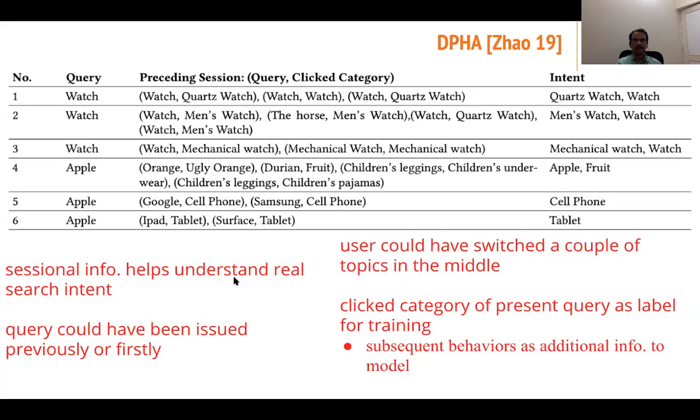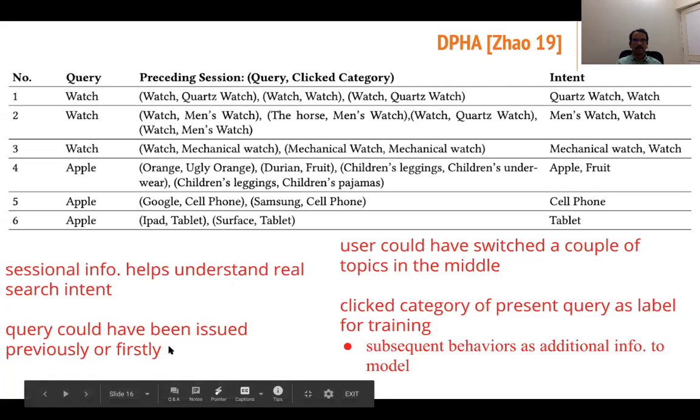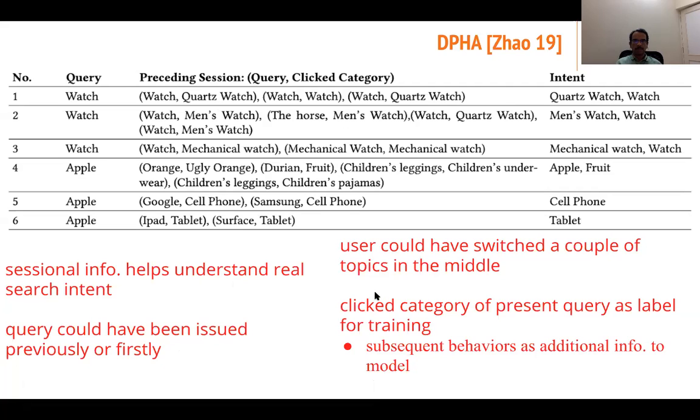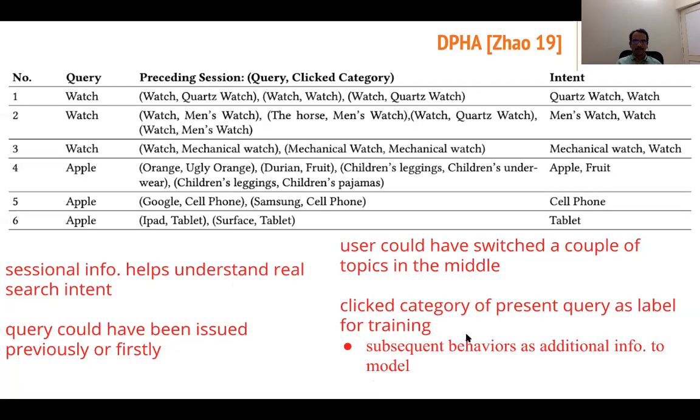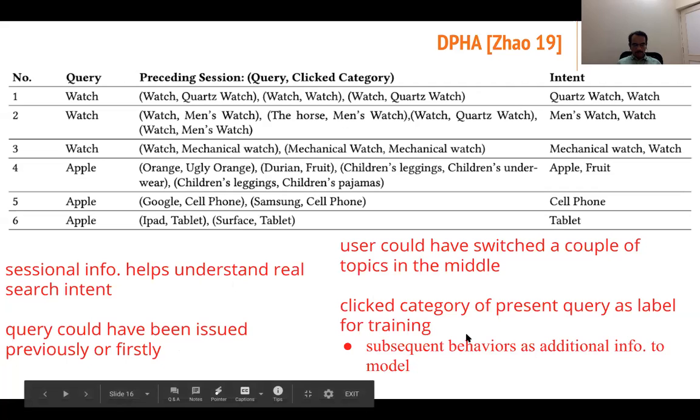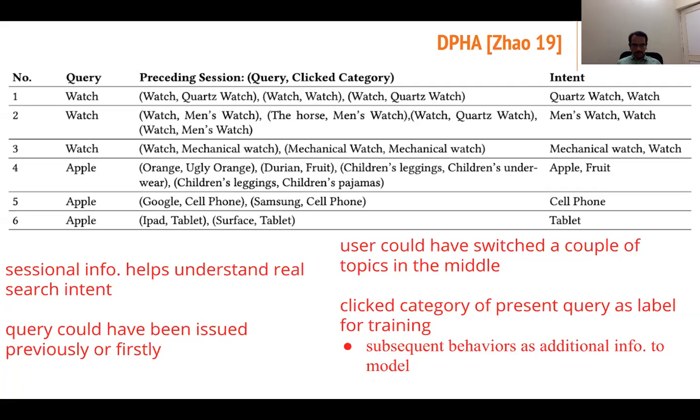So sessional info helps understand real search intent. The query could have been issued previously or firstly. Users could have switched a couple of topics in the middle. The click category of the present query is the label for training. Subsequent behaviors are additional info to the model. So the session embedding representation is generated with the ability of capturing the influence between any queries in the session by ignoring the distances, particularly used for dynamic session intent understanding.